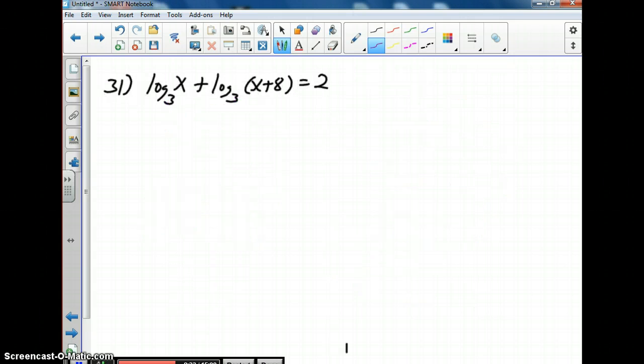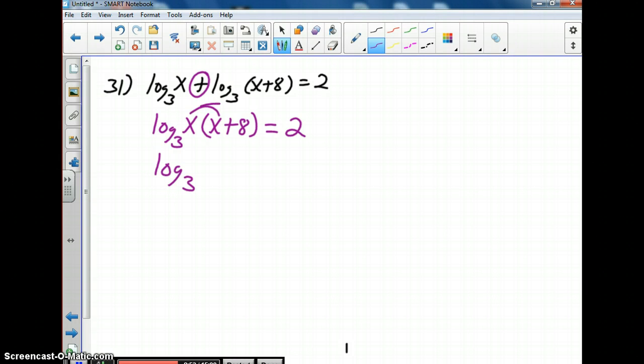You got it. Okay, so condense the log, right? This plus means times, so it becomes log 3 of x times x plus 8, that's what you did on the test yesterday, equals 2. Now what would you do next? Distribute the x, right? So log 3 of x squared plus 8x equals 2, right?